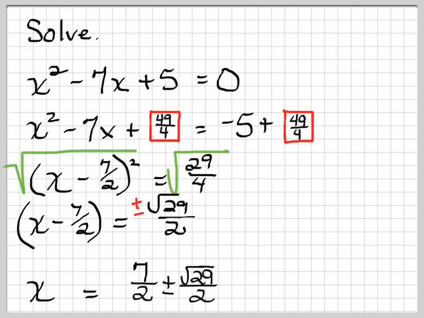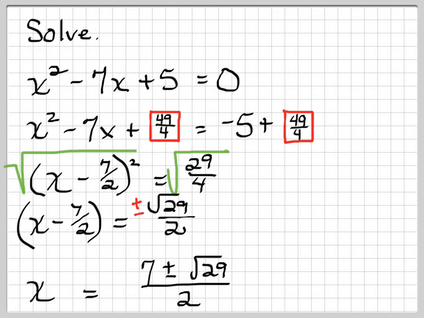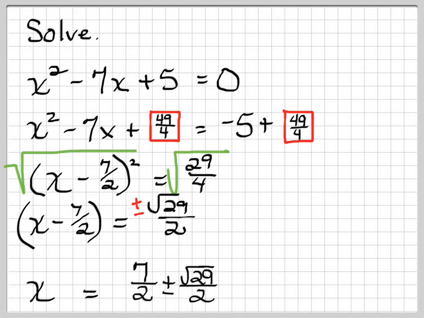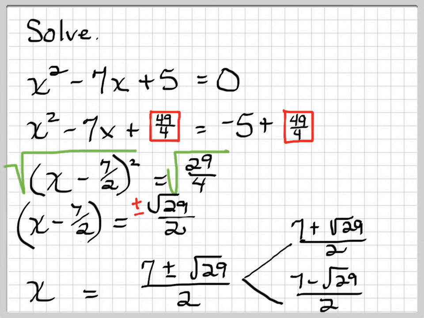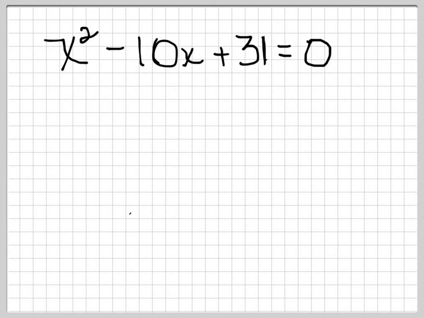And that's your answer. Now you could write it over 1 single 2 as opposed to 2. It doesn't matter. Either way is correct. All right, let's take a look at another one.